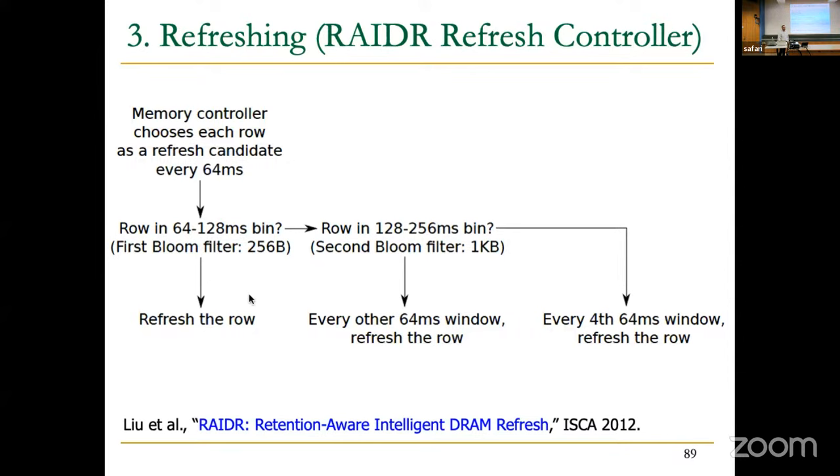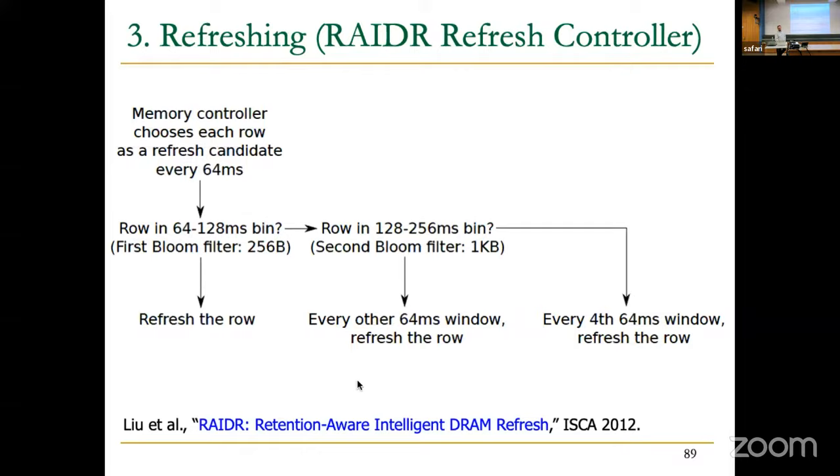And remember that these test operations are quite cheap. It's very low latency. And it tests the 128 to 256 millisecond bin. If it is a member of that set, the row is refreshed every other 64 milliseconds, so every 128 milliseconds. And if it is not a member of this set, then we refresh the row every 256 milliseconds. So this is a quite short, efficient, effective way of identifying these rows without storing per row information.